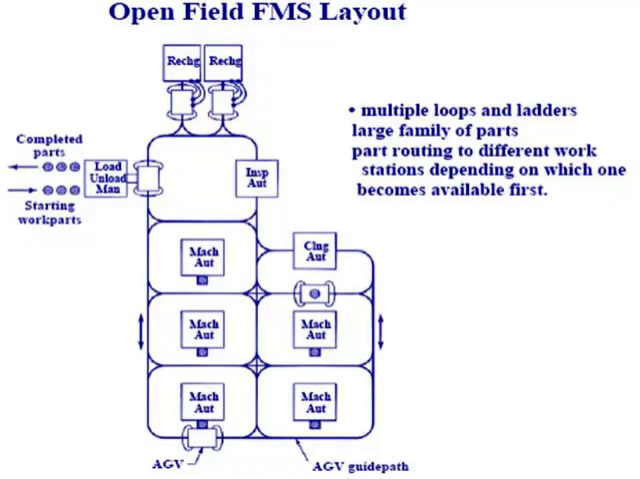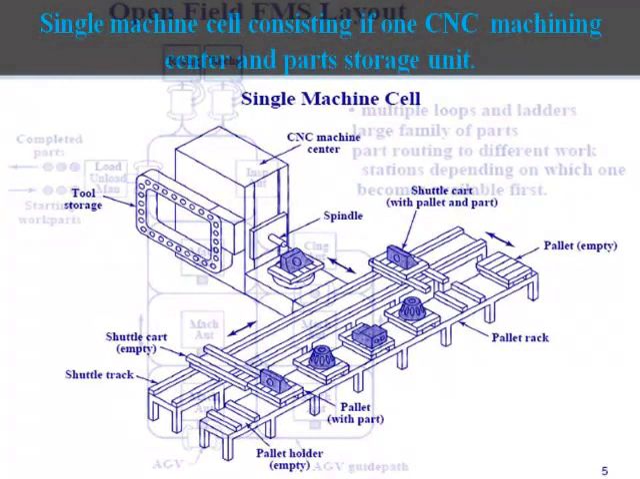Open field FMS layout. This is a typical FMS layout being implemented in many practical situations, where it has a loop layout with ladder structures, and you can see that you have a very big system with AGVs moving around the machines, and the AGV docking stations are also available here, and part cleaning stations and other stations can be available in this kind of layout. You see this figure.